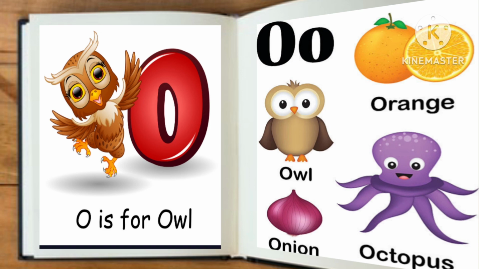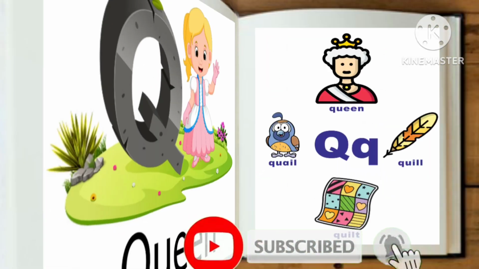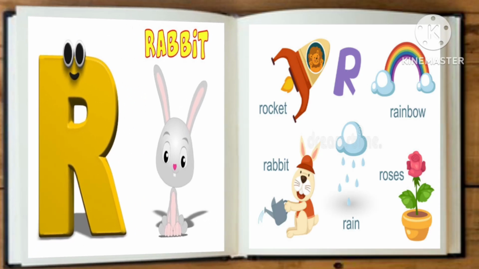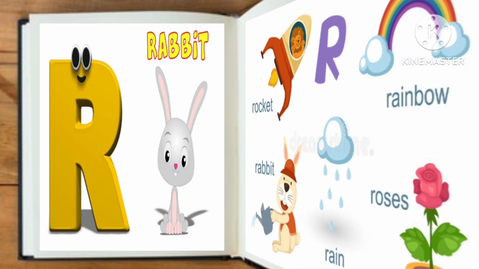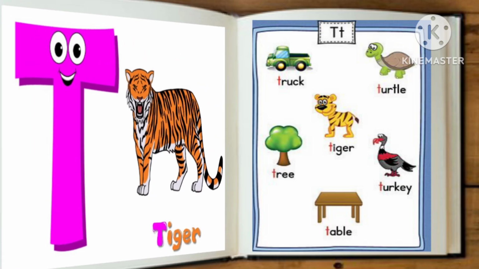P for parrot. Q for king. R for rabbit. S for snake. T for tiger.